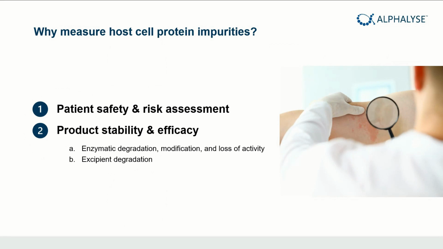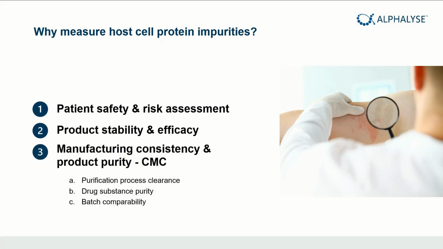The second reason is concern for your product. So you want to maintain product stability and efficacy. Some of these impurities might be enzymes that can degrade your product or modify it somehow so it loses its activity. Some enzymes might degrade excipients in the formulated drug product. Examples of these are different lipases and esterases that can degrade, for example, Tween 20 that is used in the formulation buffers of many mAbs.